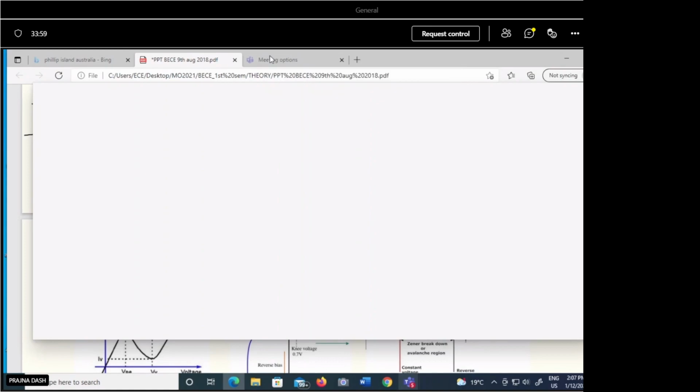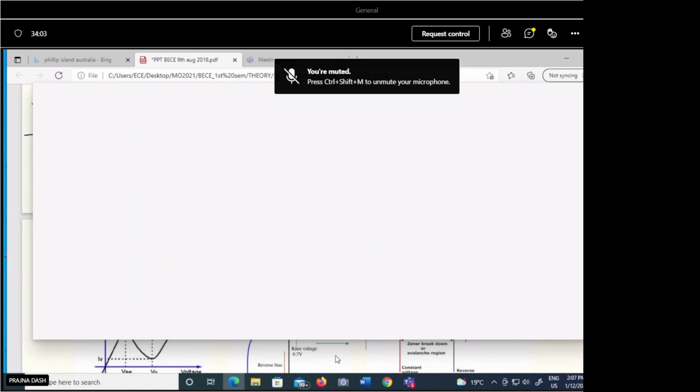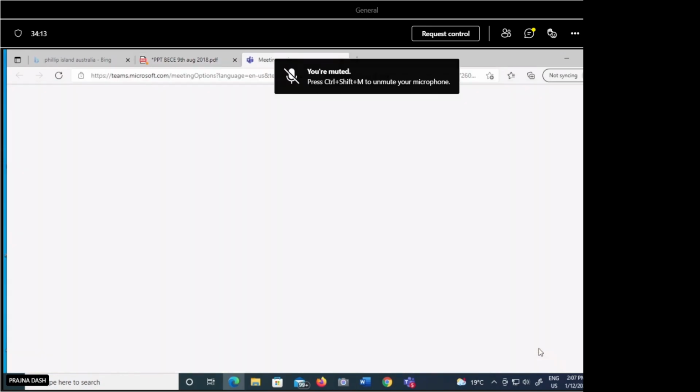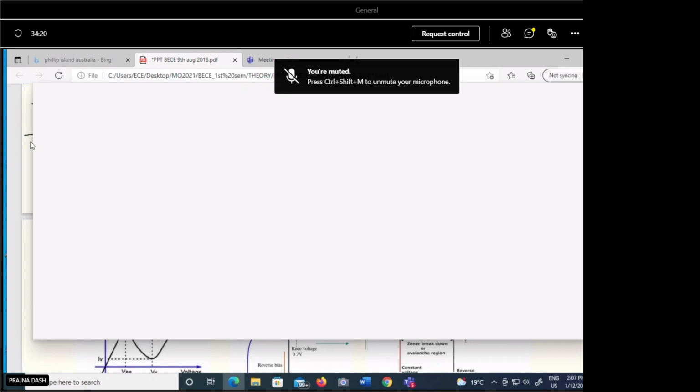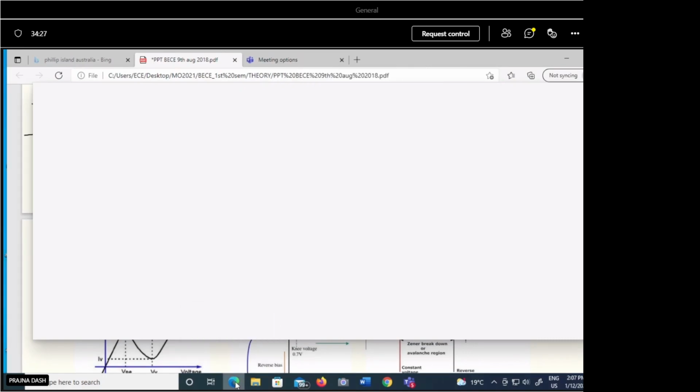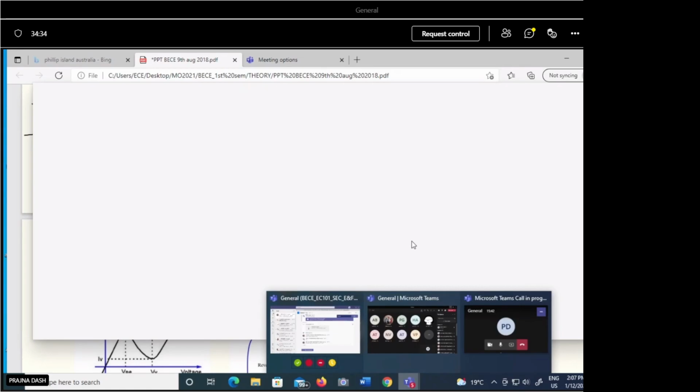What happened? Teacher, can you show that characteristics of diode slide again? Oh yeah, okay, I guess the browser isn't responding.